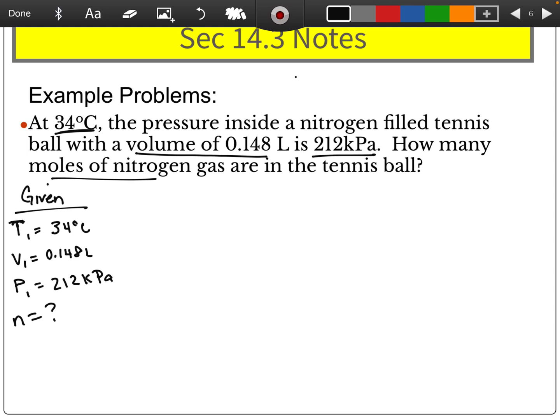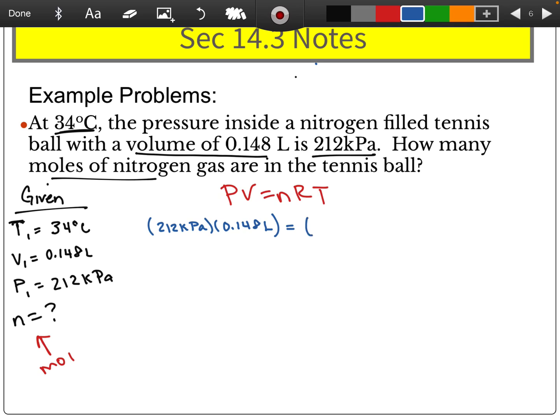So one way that we know that we have to use the ideal gas law for this one is that the question asks us about moles. If the question asks you about moles, PV equals nRT is the only equation that uses moles. The other way that we know is because we're only given 1 temperature and 1 volume and 1 pressure. We're not given 2 temperatures or 2 volumes. So if you're only given 1 of every variable, the only option is PV equals nRT. So then if we plug in our variables, pressure is 212 kPa times volume, which is 0.148 liters.